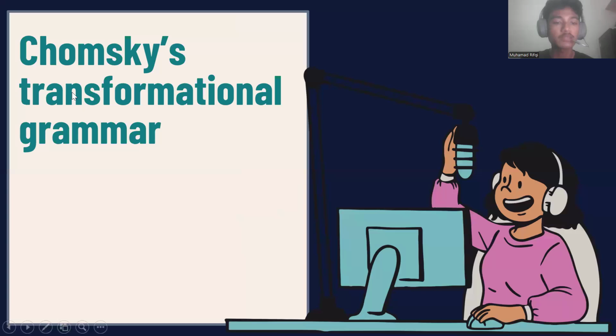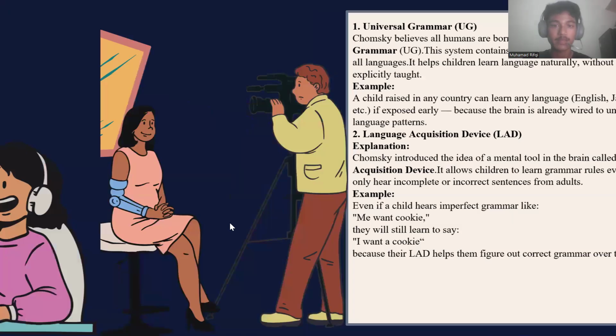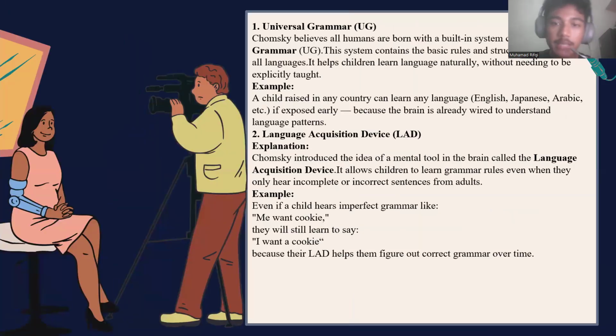Okay, the next is Chomsky's transformational grammar. Universal grammar: Chomsky believes all humans are born with a built-in system called universal grammar, or UG. The system contains the basic rules and structure common to all languages. It helps children learn language naturally without needing to be explicitly taught. Example: a child raised in any country can learn any language, English, Japanese, Arabic, and others, if exposed early, because the brain is already wired to understand language patterns.